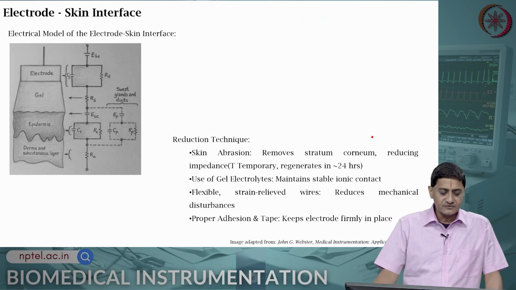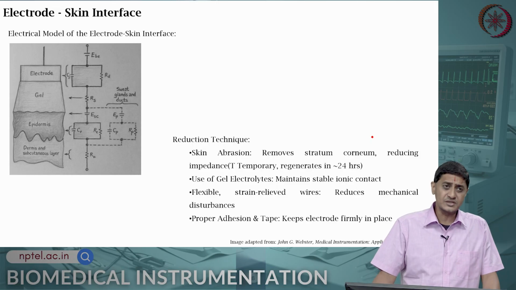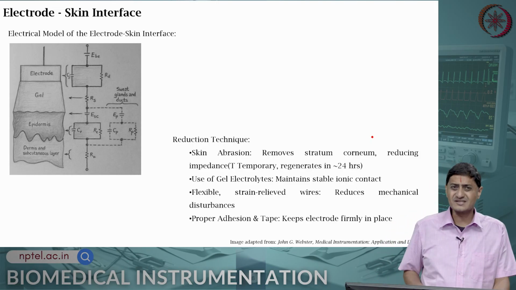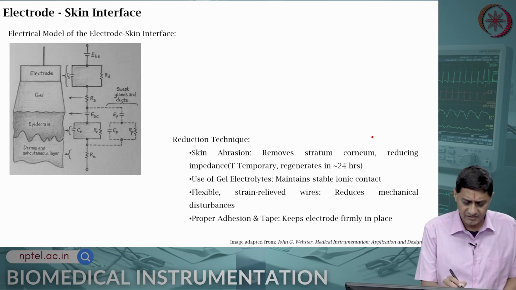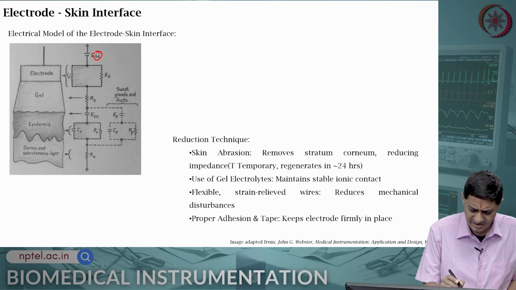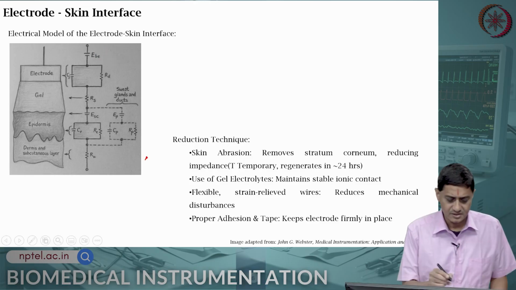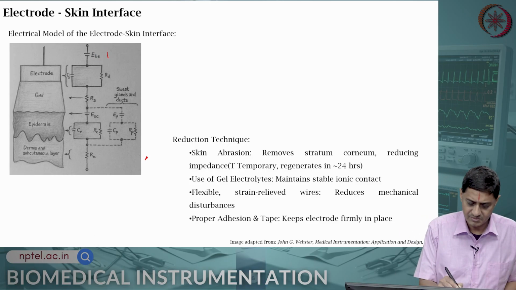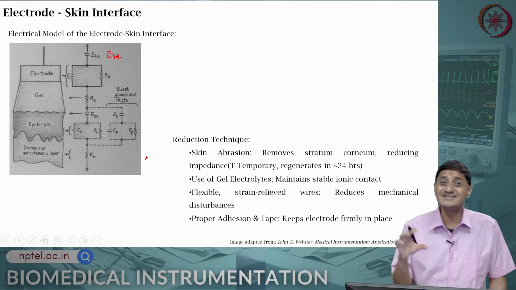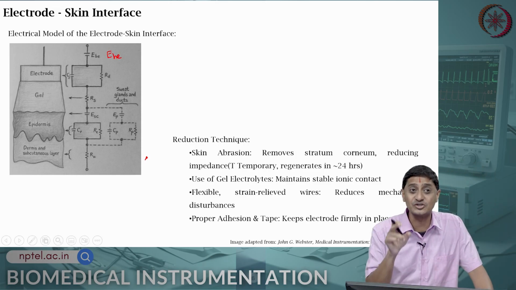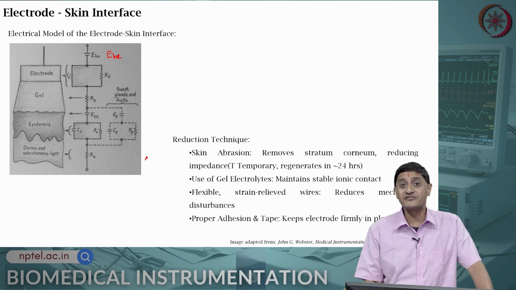So, here we show the equivalent circuit or the electrical model of the electrode skin interface. What are the various components? First you have EHE, it's written as EBE, it's rather EHE. This is the half cell potential of the electrode itself.